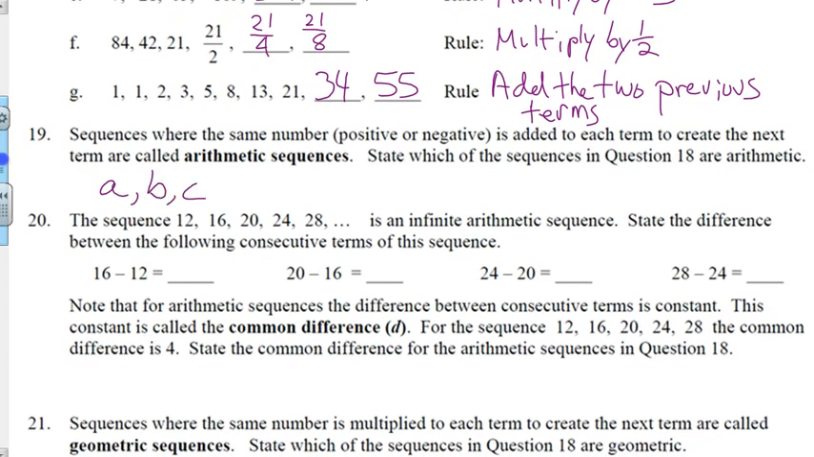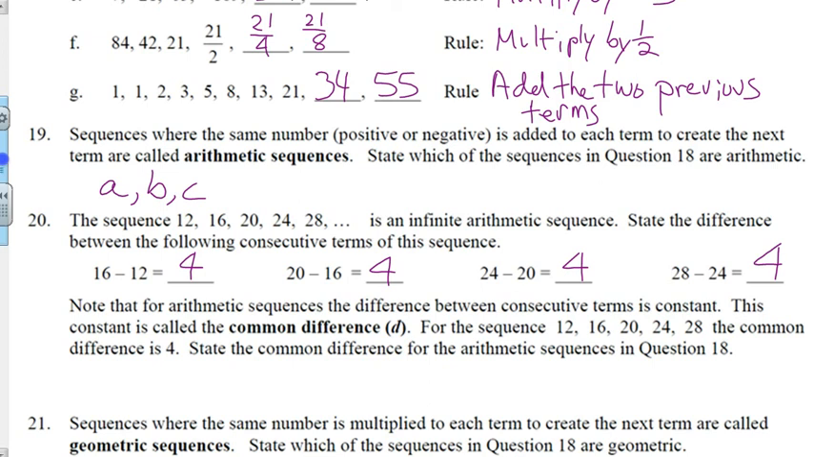The sequence 12, 16, 20, 24, 28, ... is an infinite arithmetic sequence. State the difference between the following consecutive terms. So what's 16 minus 12? 4. What's 20 minus 16? What's 24 minus 20? What's 28 minus 24? 4. Right? You wouldn't even have done that if I just said, what are the next 2 terms? You would have said 32, 36, right?